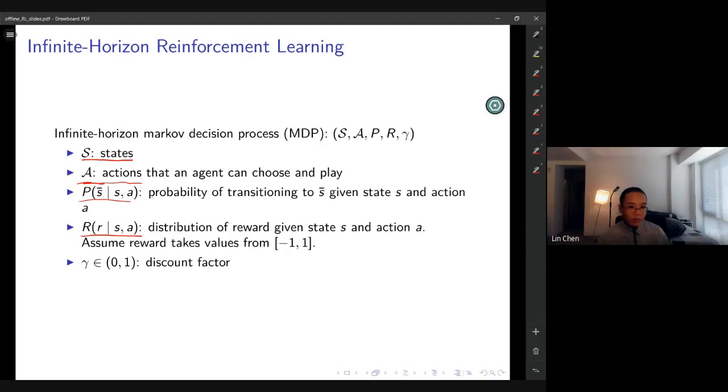We assume that the reward takes values from -1 to 1, so it is bounded. One can assume that the reward is bounded by -M to M, but we can always normalize it, so without loss of generality, we can assume that it is from -1 to 1. And gamma is the discount factor. We will see this discount factor in my next slides.